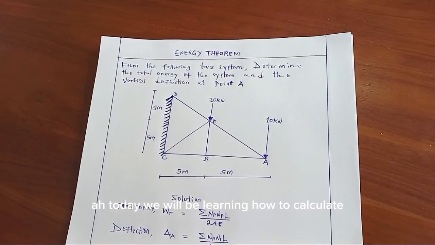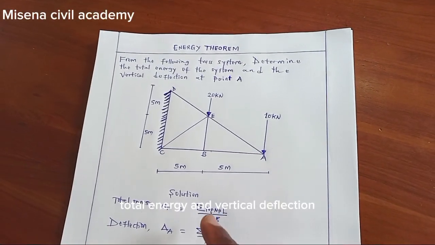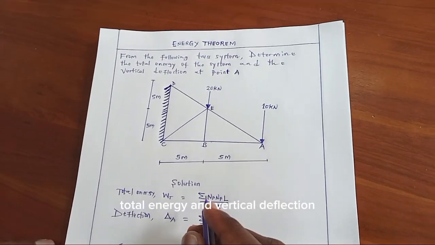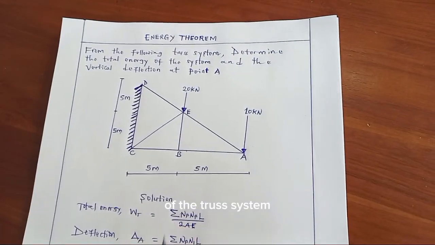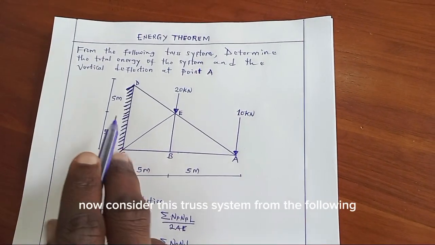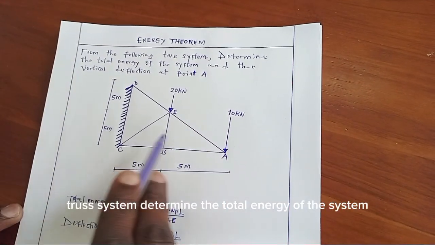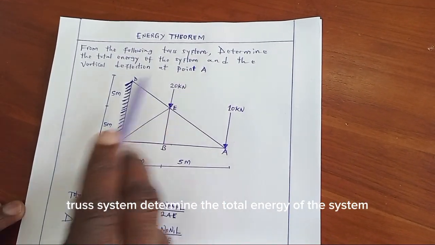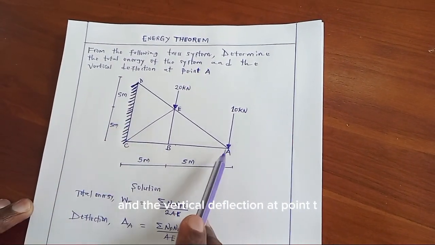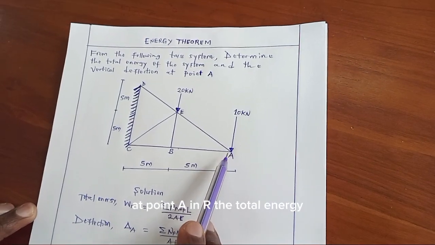Today we will be learning how to calculate total energy and the vertical deflection of the truss system. Now consider this truss system. From the following truss system, determine the total energy of the system and the vertical deflection at point A.